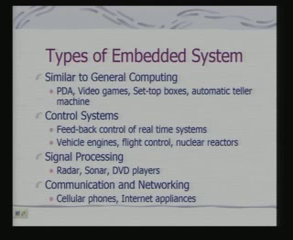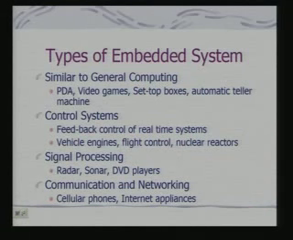So, now let us come to what are the different types of embedded systems. We have seen a variety of examples. Now, let us classify these examples into different types. Some are similar to general computing, like PDA, video games, set-top boxes, automatic teller machines. Why are they similar to general computing? If you take a PDA, the majority of the tasks that you do is a restricted form of the tasks that you do on a computer. Similar thing is with video games.